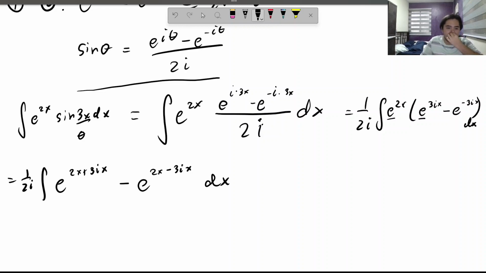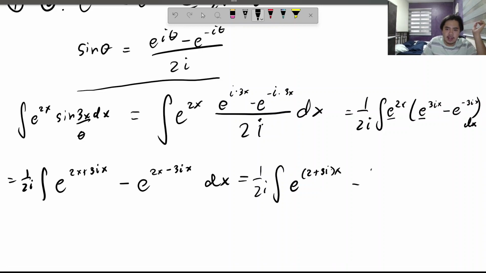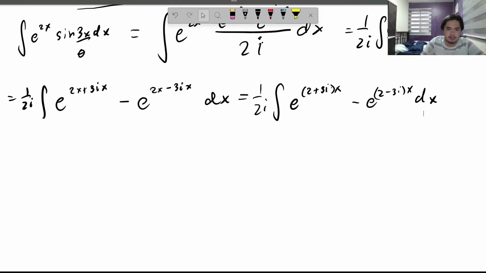Let's rearrange this. Factorize the x out in the exponents to get 2 plus 3i times x here, and 2 minus 3i times x here. This is just complex numbers. There's nothing special about them. They're just also constants. So now, what do we do here? Well, let's just integrate it like normal.